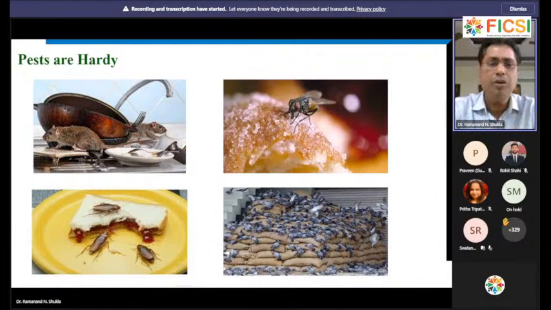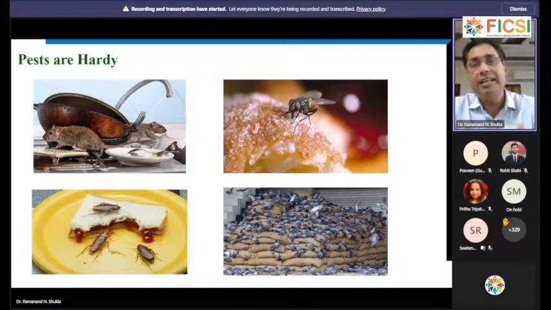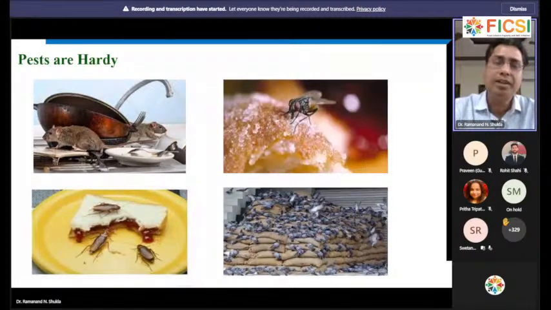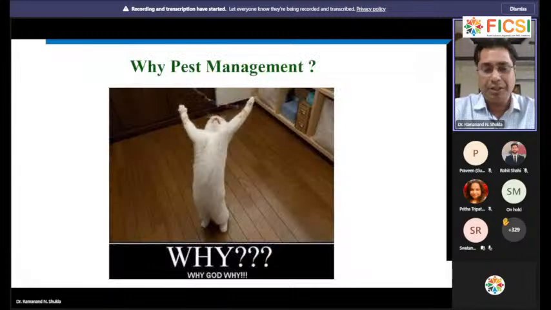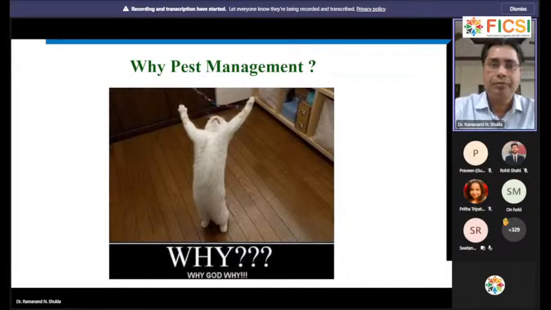And similarly, cockroaches can live without food for a month and without water for a week. So you can understand how robust and hardy these pests are. And while we have food all around in our facility, being in the food industry, there is always a challenge to manage such super creatures. So why pest management? Why is it important for us, being in the food industry, to manage pests?